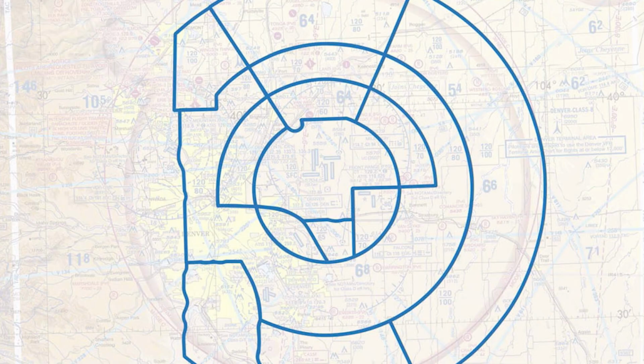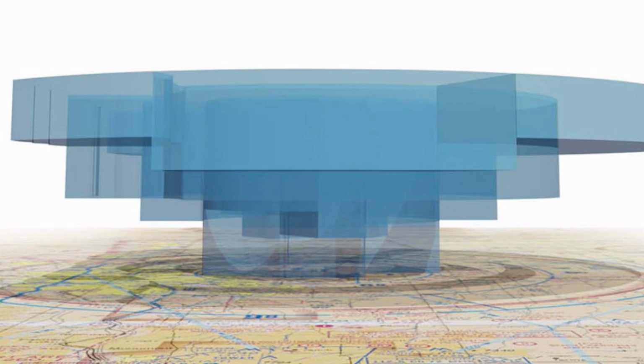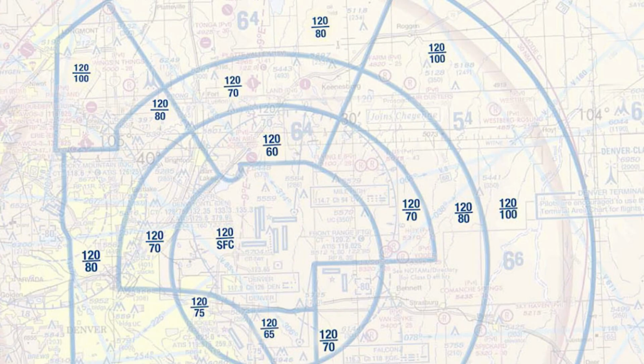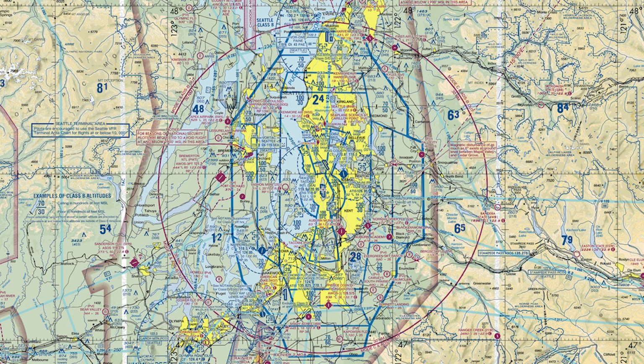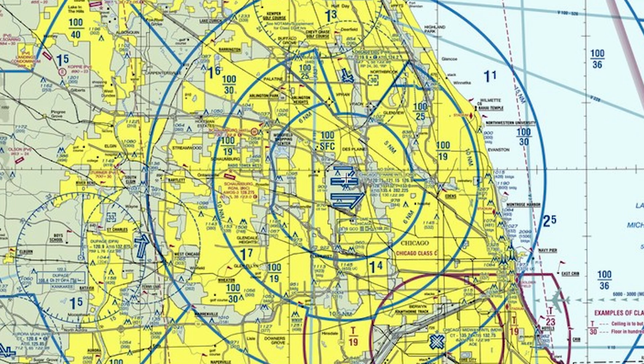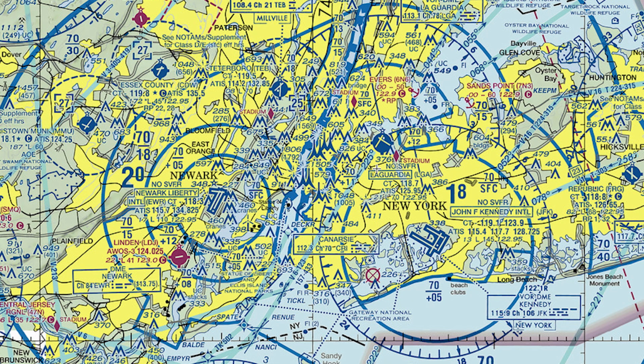Class B, on the other hand, is indicated as a solid blue line with a series of concentric circles surrounding the major airports. Think of an upside down wedding cake. The chart indicates vertical limits of each segment, for example, surface to 10,000 or 4,000 to 10,000, showing where the airspace starts at the surface or at higher altitudes. Class B airspace is typically found around the busiest airports. Think Seattle Tacoma International Airport, or LAX, Chicago O'Hare, New York LaGuardia, Philadelphia, all kinds of airports.